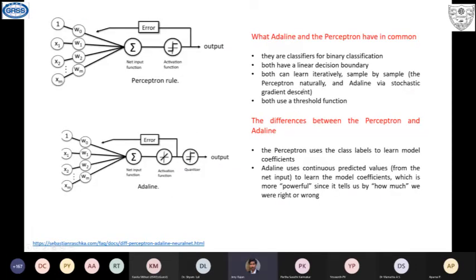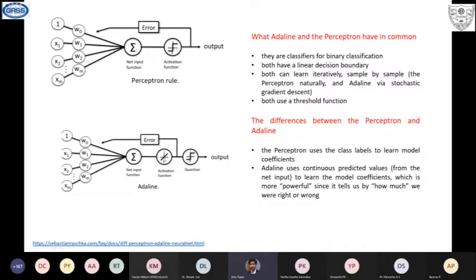So we will see the difference. This is how the perceptron works, and this is how the Adaline works. We compute the weighted sum, and this value we give to the activation function. Whatever the output of that activation function, if it is greater than the threshold, the output will be 1, otherwise 0, right? And if there is an error, then the weights will be updated again, and this process will continue until we get an acceptable error rate, right?